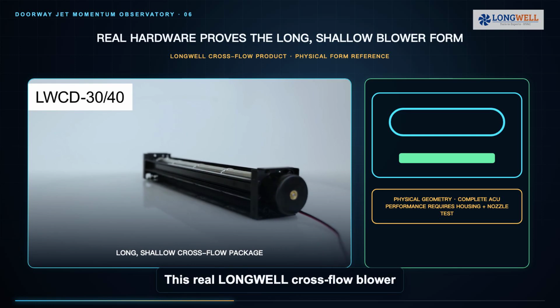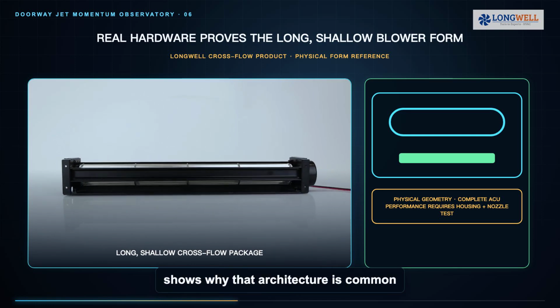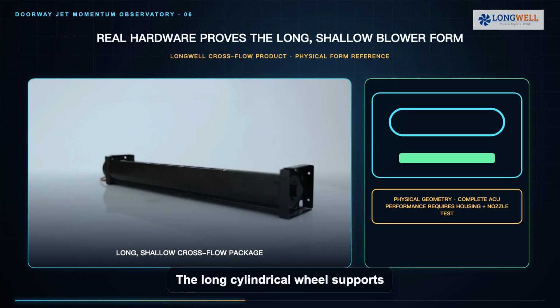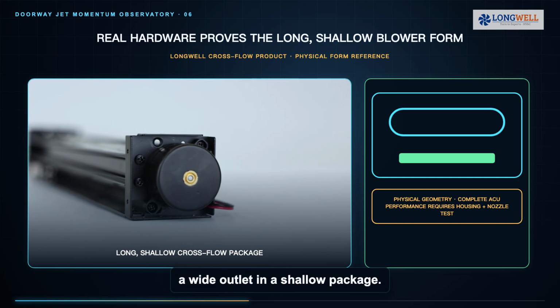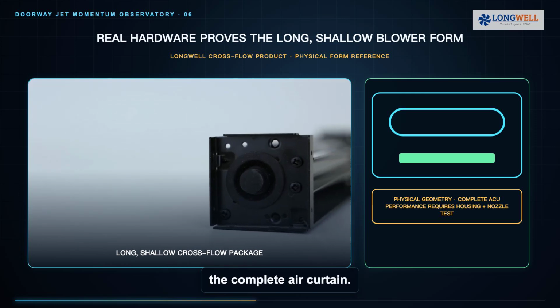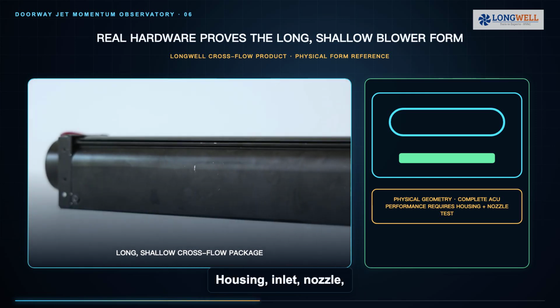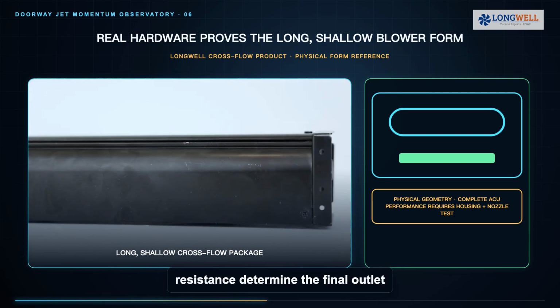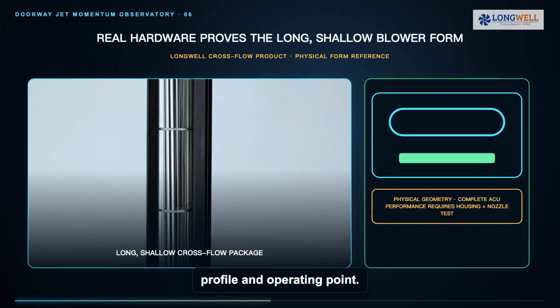This real Longwell crossflow blower shows why that architecture is common inside compact air curtain products. The long cylindrical wheel supports a wide outlet in a shallow package. But the blower alone does not prove the complete air curtain. Housing, inlet, nozzle, guards, heater section, and installation resistance determine the final outlet profile and operating point.